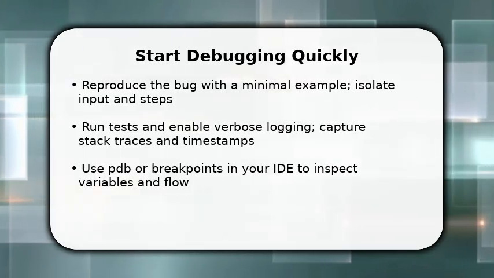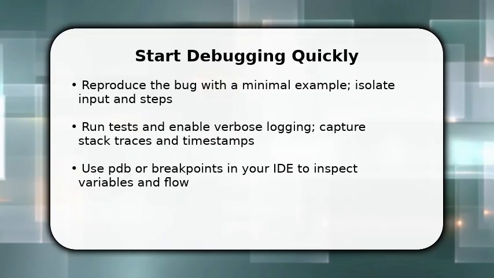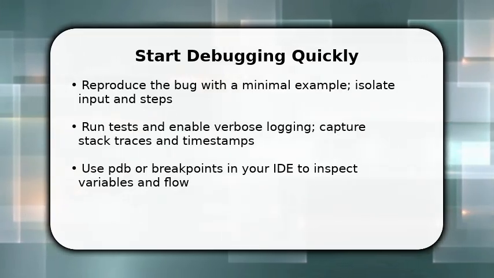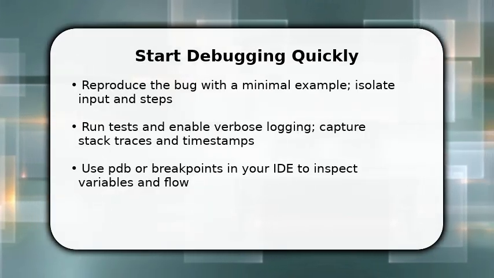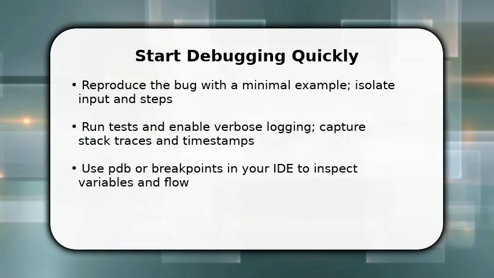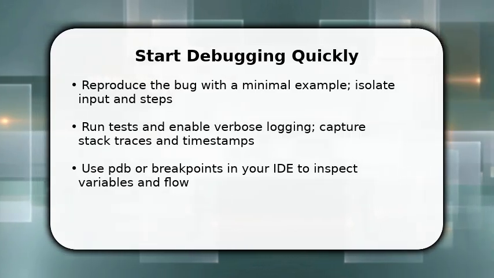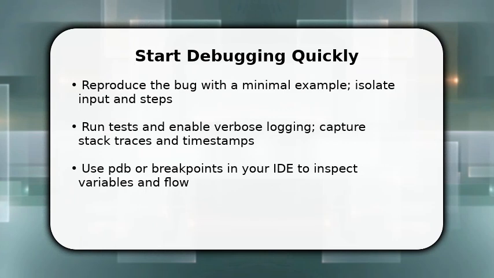Next, enable verbose logging and capture the full stack trace so you know where execution diverges. Finally, set a breakpoint or launch PDB to inspect variables at the failure point. This shows how state differs from your expectations and points to the first fix.